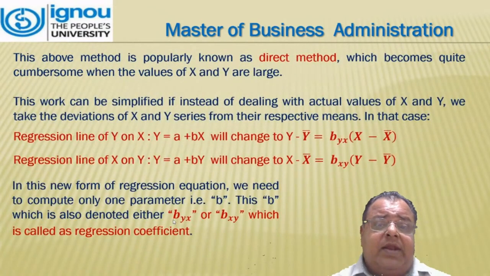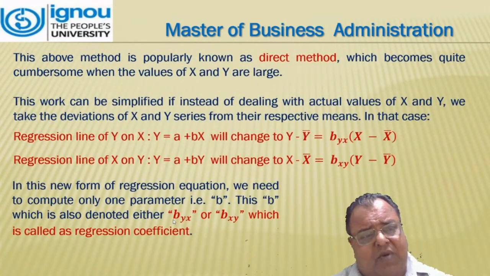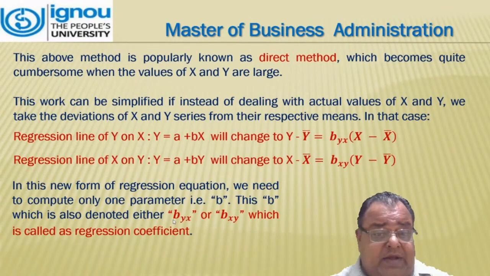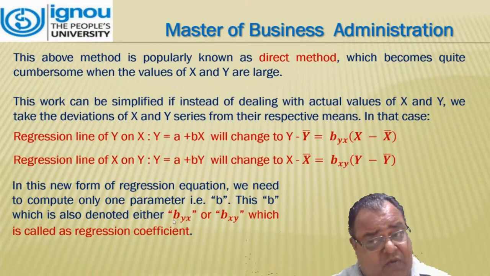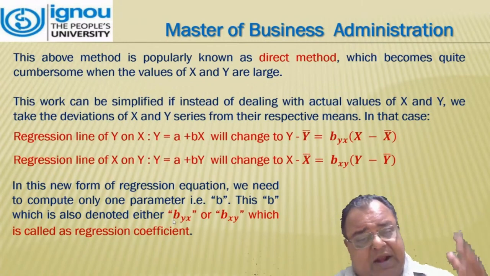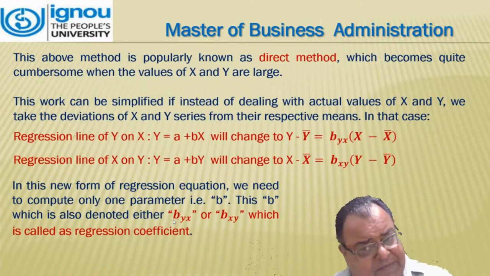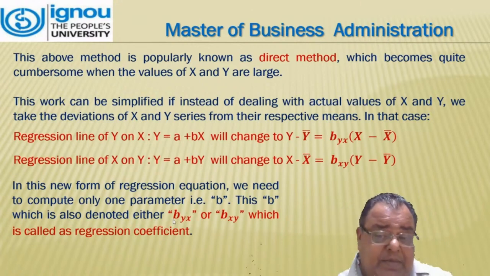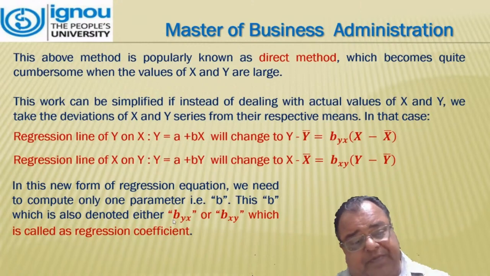The above method is popularly known as the direct method, which becomes quite cumbersome when the values of x and y are large. In that case, this work can be simplified. Instead of dealing with actual numbers of x and y, we take the deviations of the x and y series from the respective means. This is similar to what we did in calculating the mean of large numbers. We have just replaced it with y minus y bar is equal to byx times x minus x bar, and for the regression line of x on y, x minus x bar is equal to bxy times y minus y bar.